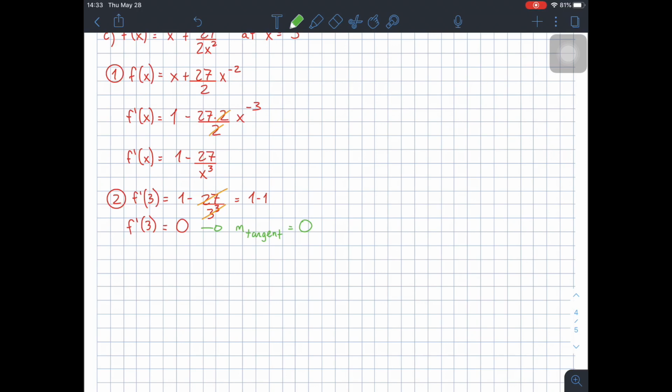So I'm going to write it here, horizontal. I'm going to write it later when we find the equation. Okay, so m tangent is 0.